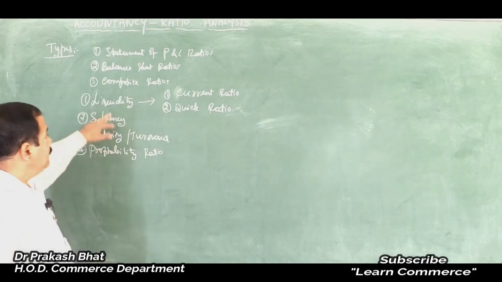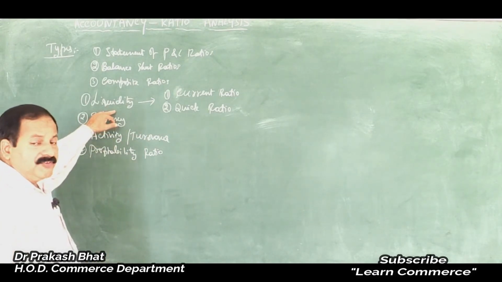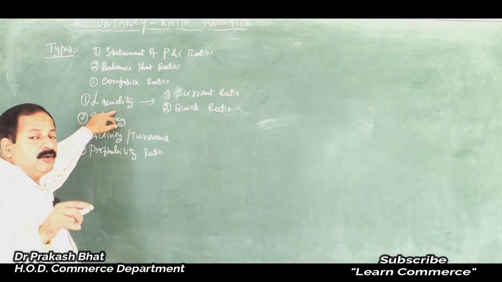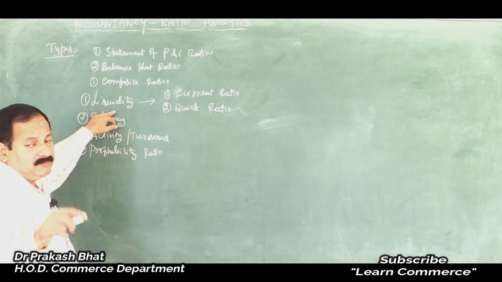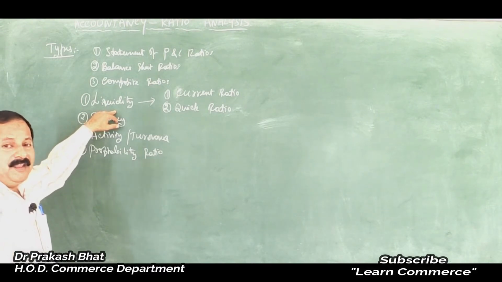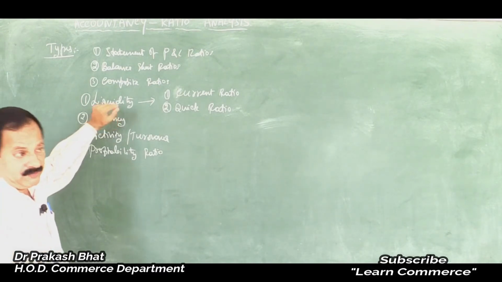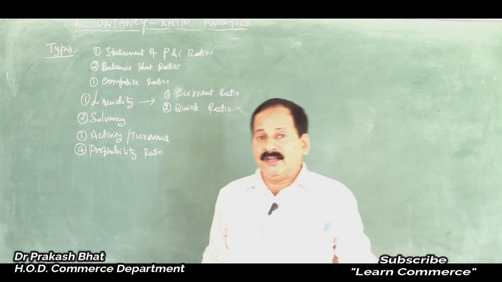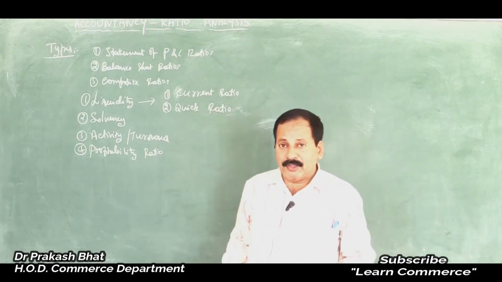So the liquidity ratio decides the ability of the firm or the company to maintain the liquidity position or cash position in the business, or the ability of the business to repay short-term obligations, friends, like day-to-day expenses, salary to the employees.